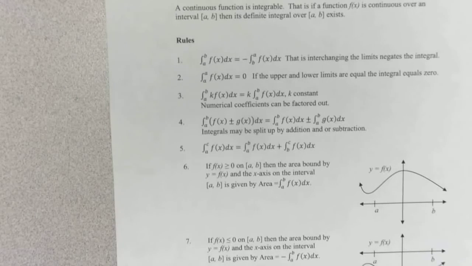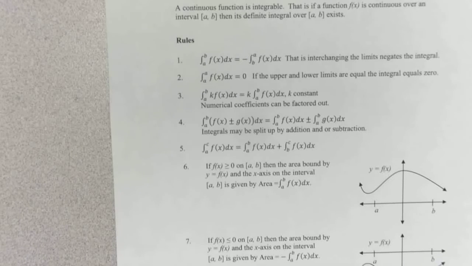Okay, next video. So we're up to rule 3. The integral from a to b of k times f of x dx is k times the integral from a to b of f of x dx, k a constant. Numerical coefficients can be factored out.